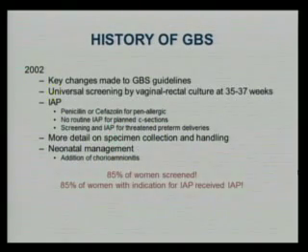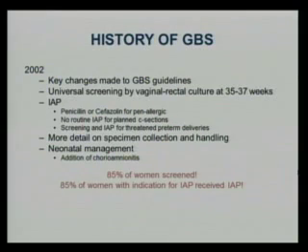In 2002, key changes were made to the GBS guidelines, where there was universal screening by rectovaginal culture at 35 to 37 weeks. Everyone was getting it done. And the intrapartum antibiotic prophylaxis were penicillin preferred or cefazolin for penicillin-allergic patients. There was no routine IAP for planned C-sections, and they would screen and give IAP for threatened preterm deliveries.